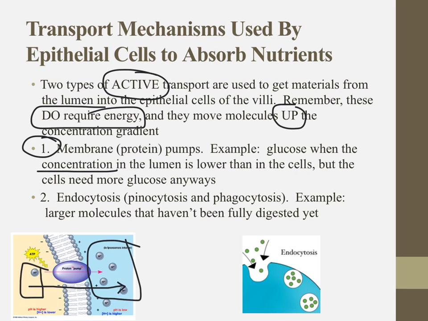So I'm going to need a membrane pump if the food has a relatively low concentration compared to the cells, but I want to make sure I'm able to get that glucose from the food into the cells. I'm going to need to pump it. I might also have to use some endocytosis to move things in there every now and then as well.